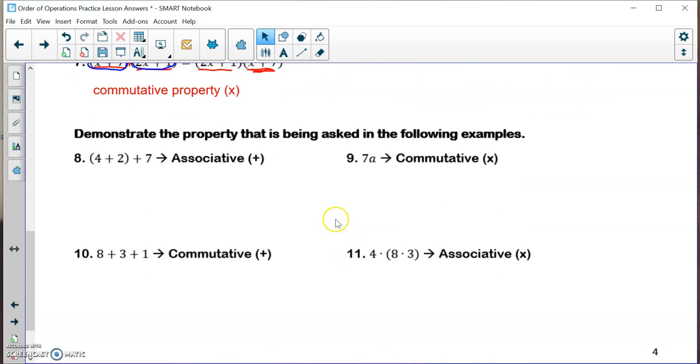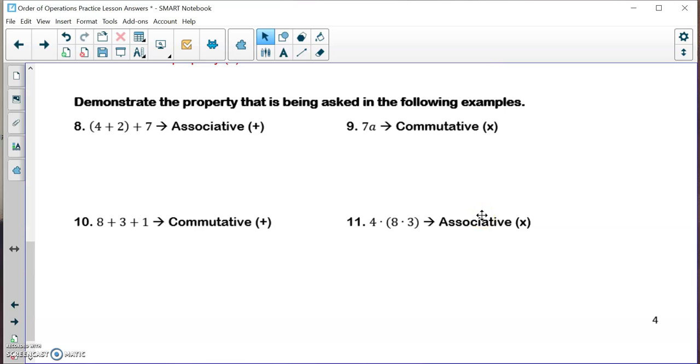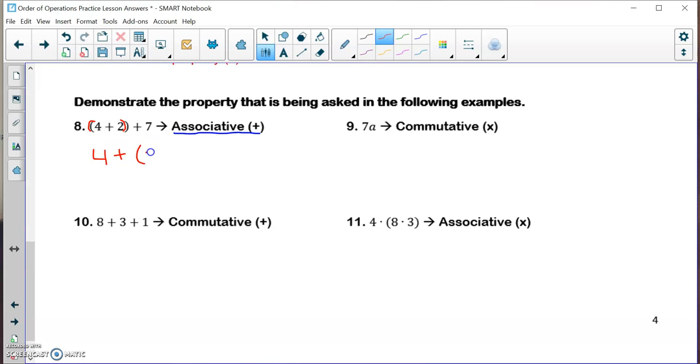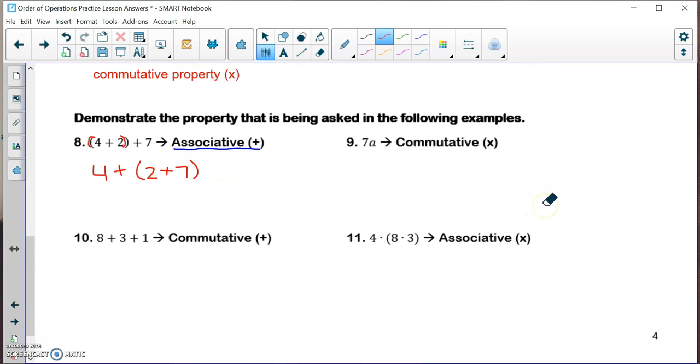All right, so numbers 8 through 11, it says to demonstrate the property that is being asked of you in the following examples. So in this first example, we want to demonstrate the associative property of addition. Associative property is grouping. Right now, I have the grouping of the 4 plus the 2. So instead of grouping the 4 plus the 2, what if I grouped the 2 plus the 7? That is the associative property. I changed the grouping, but I didn't change the actual value of this expression. You still get the same value regardless of the grouping being changed here.